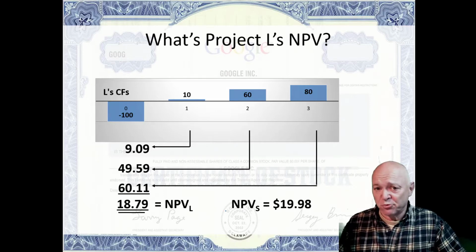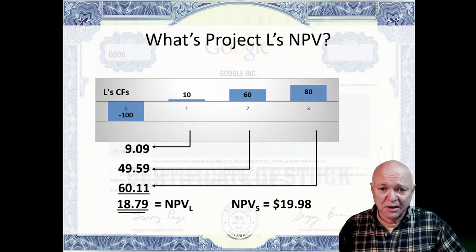And that's a decision rule. The decision rule means that as long as this condition is true, we would accept that particular project. And in this case, we like project S better.